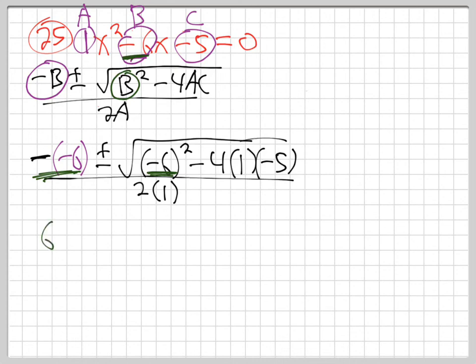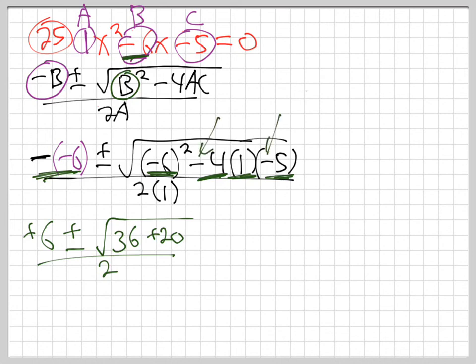2 negatives, positive 6, plus or minus the square root of positive 36... Now remember, look at your signs. Negative, positive, negative. 2 negatives, positive 20, all over 2. Everybody see what happened there with the signs? 1 negative, 2 negatives. 2 negatives becomes positive 20 down here. And then that's 6 plus or minus the root 56 all over 2. We good to there?